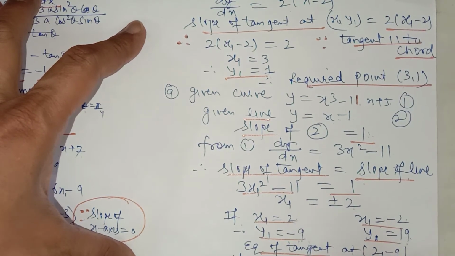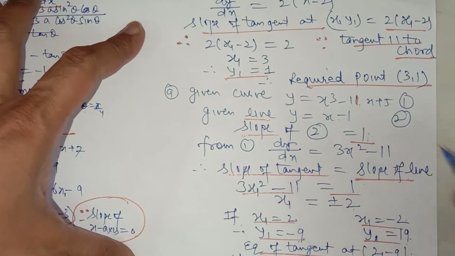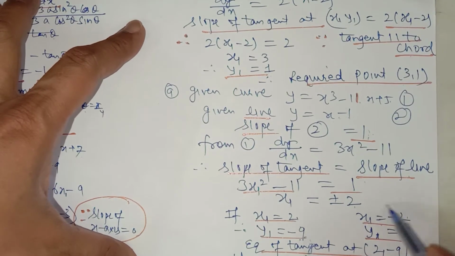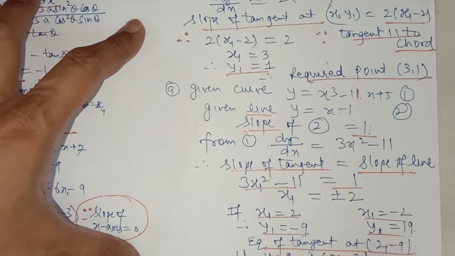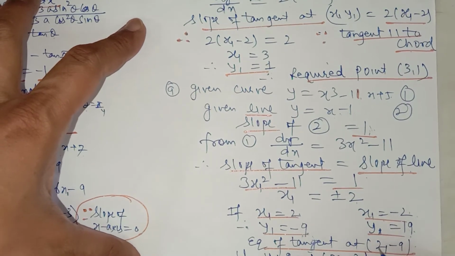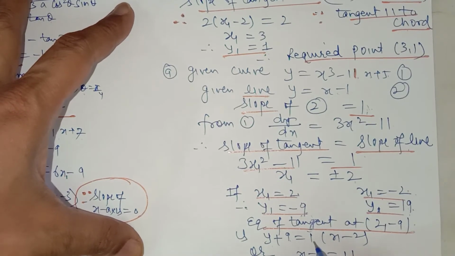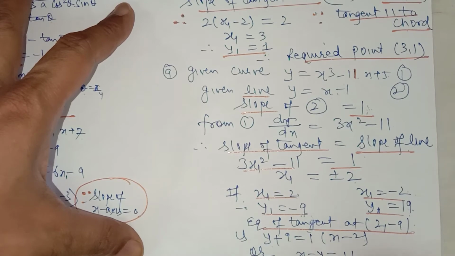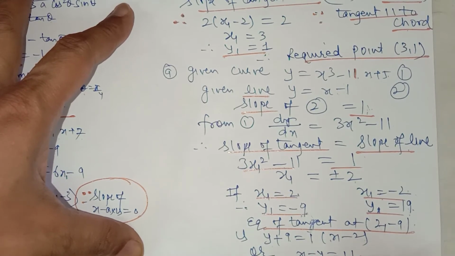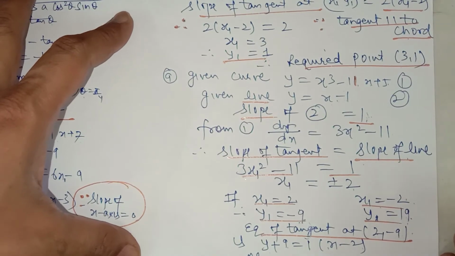So the equation of tangent at the point (2, minus 9): first of all, find the equation of tangent at this point. Slope, we know that it is equal to 1. Then you can easily find the equation of the line at this point, and the slope is 1 here. So the equation of the tangent at the point (2, minus 9): y minus y1 is equal to slope times x minus x1, which gives x minus y is equal to 11. X minus y is equal to 11 is the equation of the tangent.